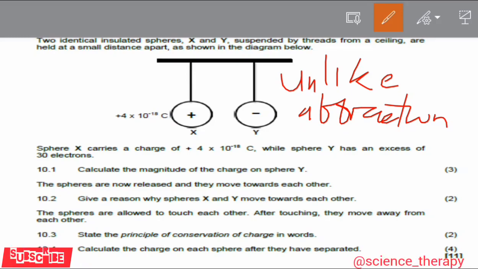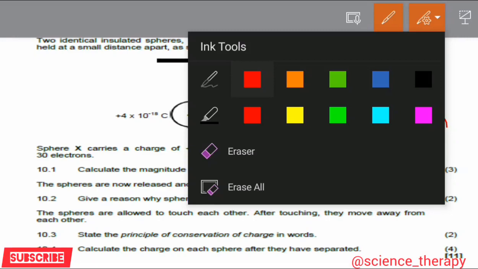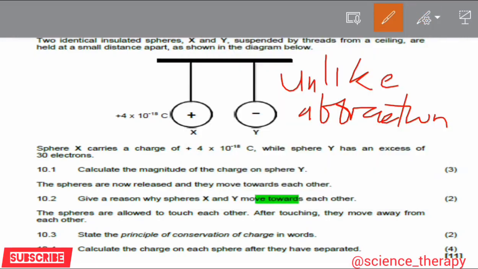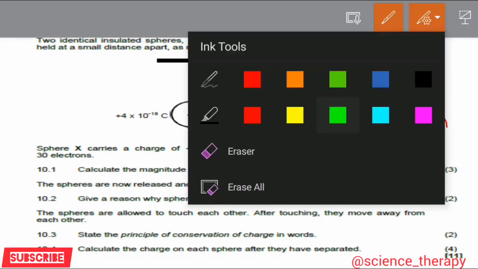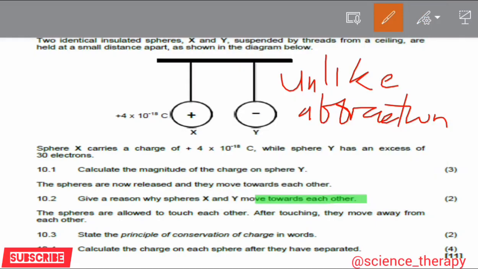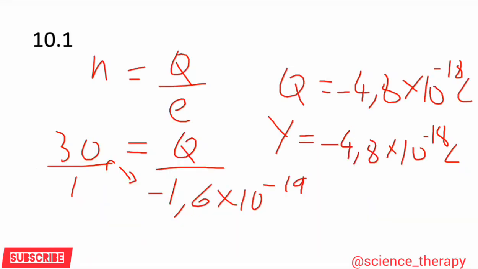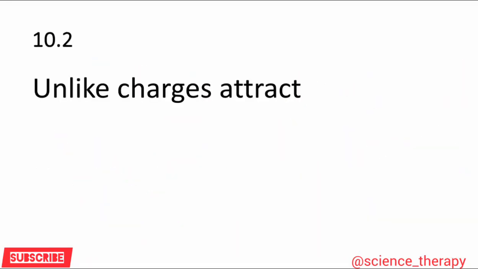So why are they moving towards each other? Now remember, when we speak of moving towards each other, we speak of attraction, right? So they move towards each other because they have unlike charges, right? So we say unlike charges attract. That's why they move towards each other.